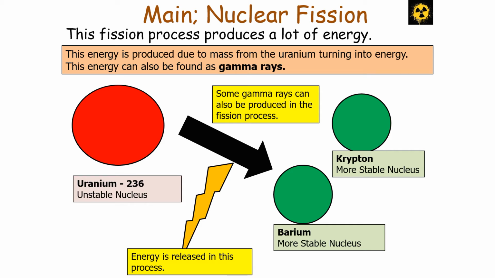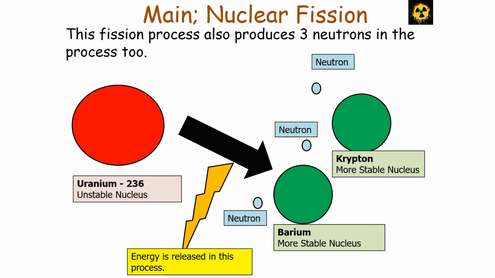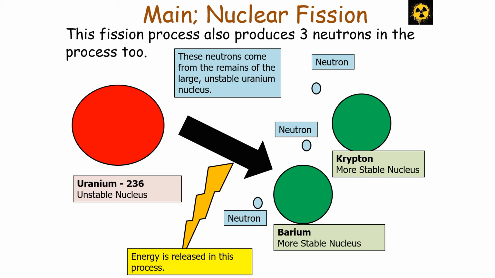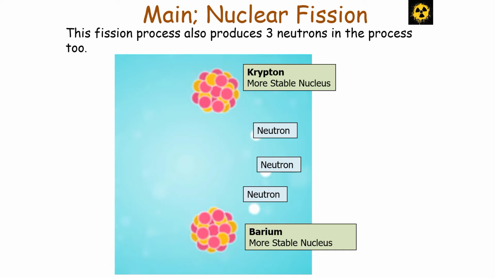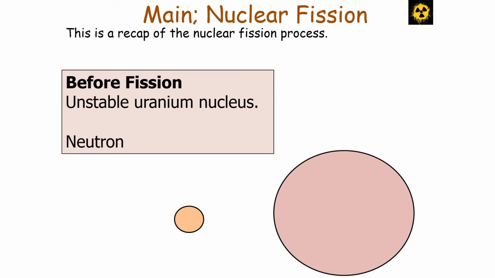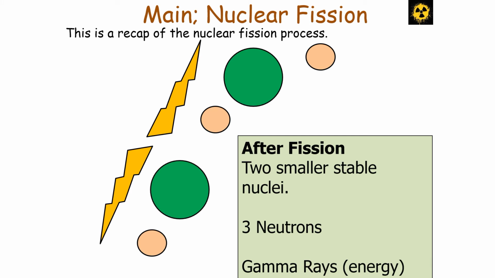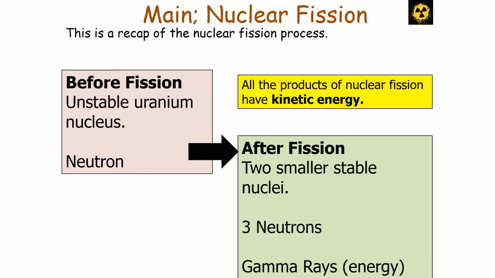Now, very importantly, as well as gamma rays and krypton and barium, you also produce 3 neutrons in the fission process. These neutrons come from the remains of the large unstable uranium nucleus, and the neutrons, the krypton and the barium all have kinetic energy. Now, it's very important what's going on in our fission process. Before fission, you start with an unstable uranium nucleus and a neutron, and after fission, you have 2 smaller, more stable nuclei, 3 neutrons and some gamma rays. Remember what we said, all the products of nuclear fission have kinetic energy.